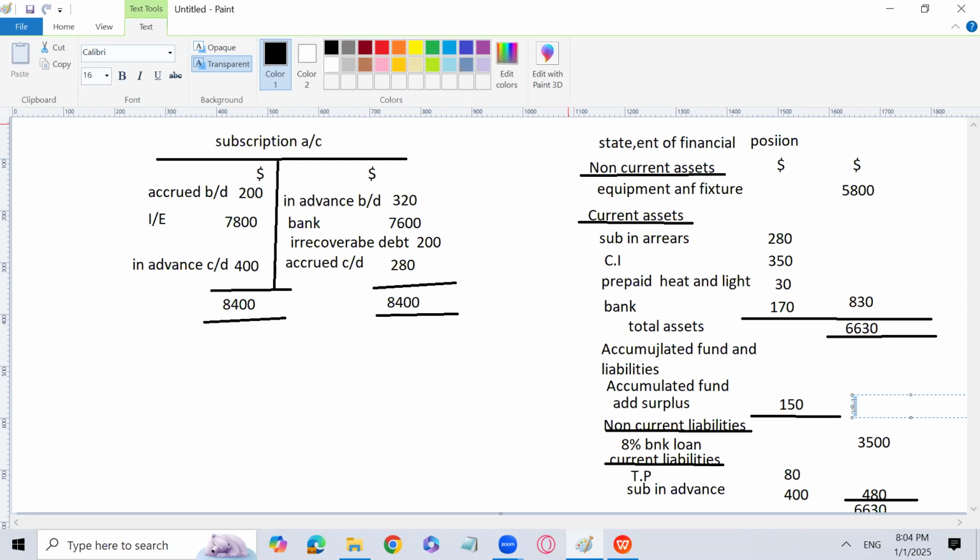So the accumulated fund is 2650 after getting the surplus. So that amount is going to be 2500. So accumulated fund at the start of the year is 2500, right? And through this we have solved it. That 2500 is the accumulated fund. 150 is the surplus. That's why it becomes 2650. 3500, 8% bank loan, and 480 is going to be the current liabilities. And the total amount is going to be 6630.